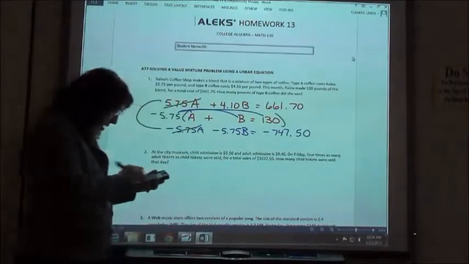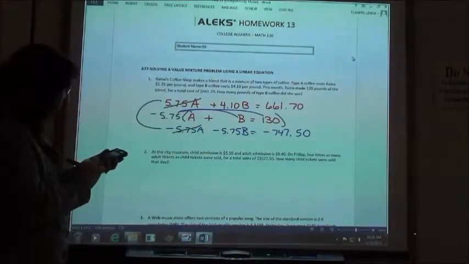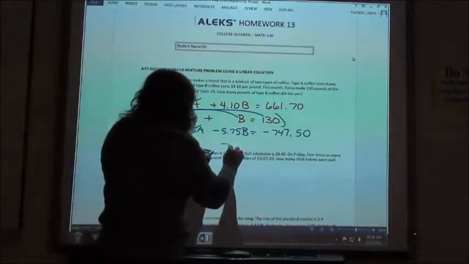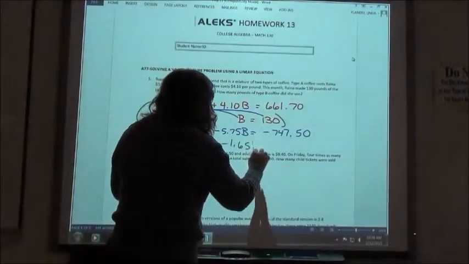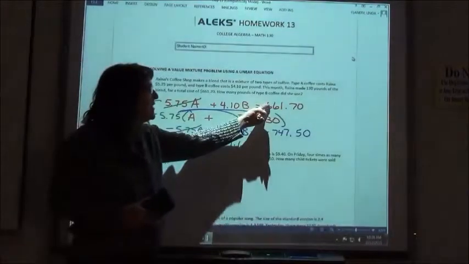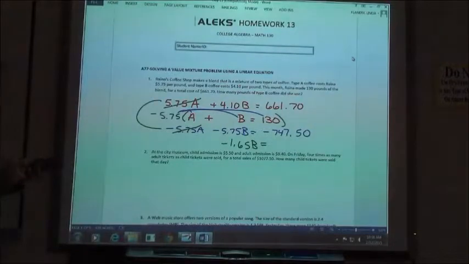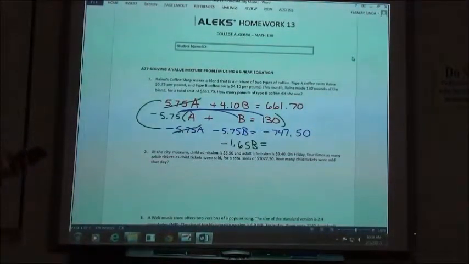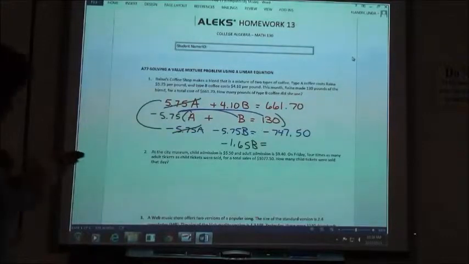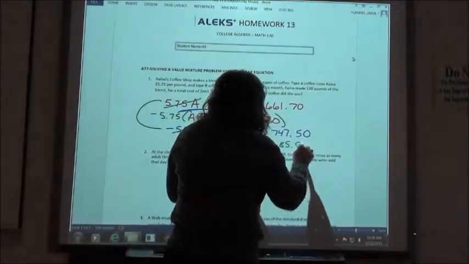Here, $4.10 minus 5.75 gives me negative 1.65B. On the other side, 661.70 minus 747.50. Negative 85.8.